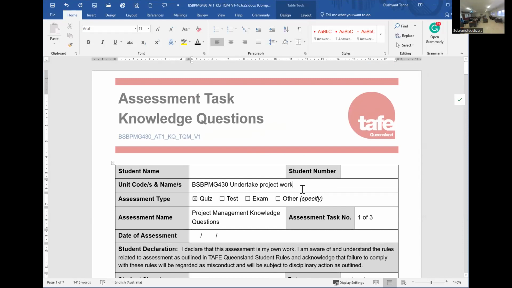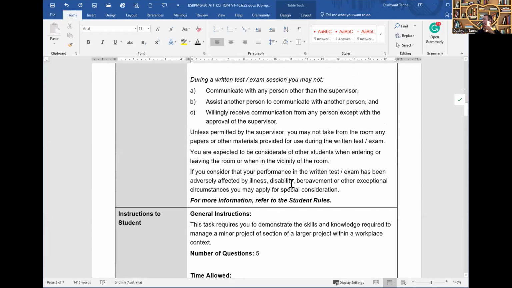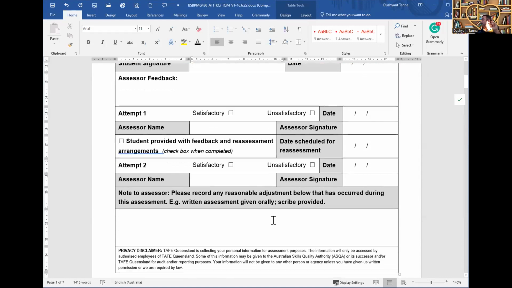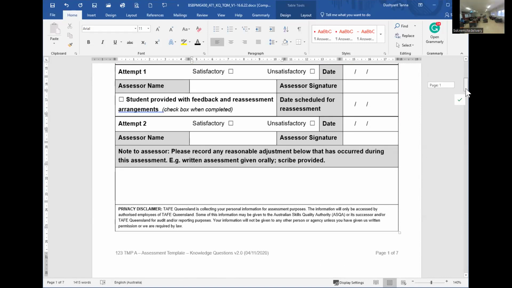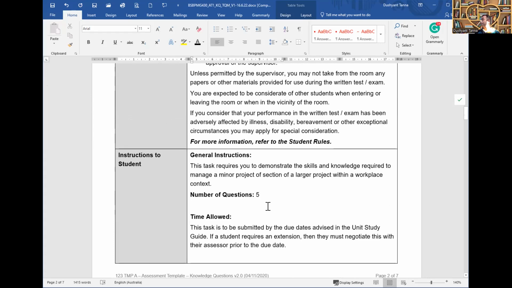We'll be talking about the unit BSBPMG430 Undertake Project Work, task number 1, knowledge question. You must fill in the details on the cover sheet: your name, student number, the date that you are submitting, and your signature at the minimum. All these rules are pretty standard. Nothing has changed for this task. There are 5 questions that we are looking to answer.